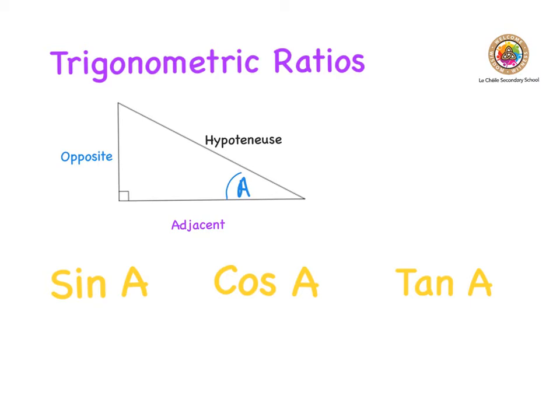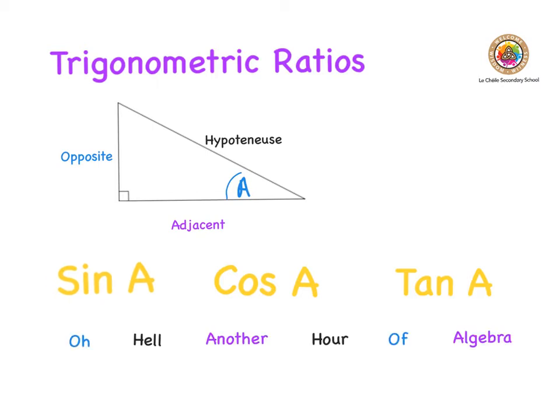So in order to help us, whether we're using sine, cos, or tan, we have a mnemonic to remember. So here we go. Okay, and that mnemonic is, oh hell, another hour of algebra. Now I know that's something absolutely none of you would say, but obviously it's going to help us here when it comes to sine, cos, and tan. Okay, as you can see, O is in blue, as is the opposite. H for hypotenuse, they're both in the same color again, and adjacent, same here, is in purple as another. So we're getting the picture, aren't we?